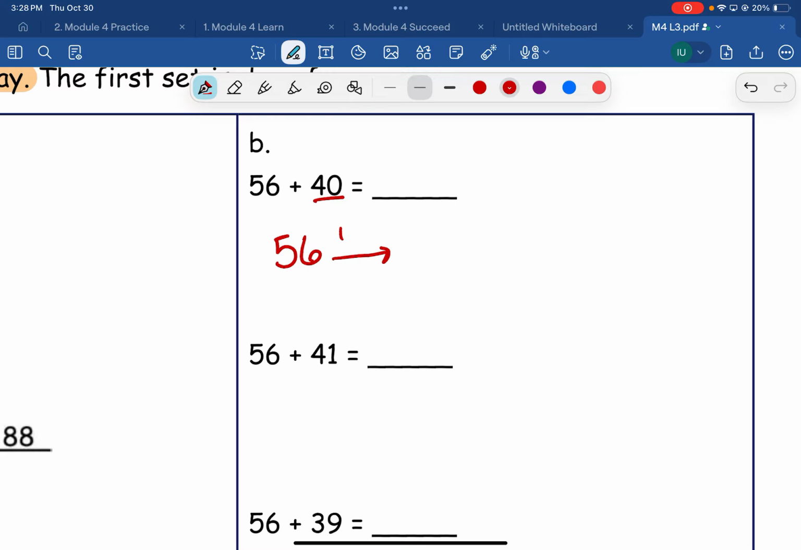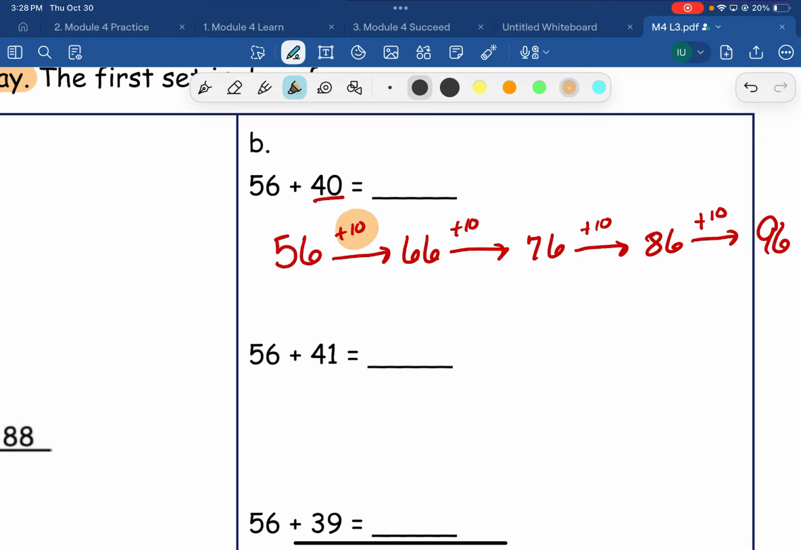So you're going to make an arrow, add a 10, that is 66. 66, add a 10, that is 76. 76, add a 10, that is 86. 86, add a 10, that's going to be 96. So we added 4 tens, 10, 20, 30, 40. So when we add the arrow way, we get our answer, which is 96. 56 plus 40 is 96.